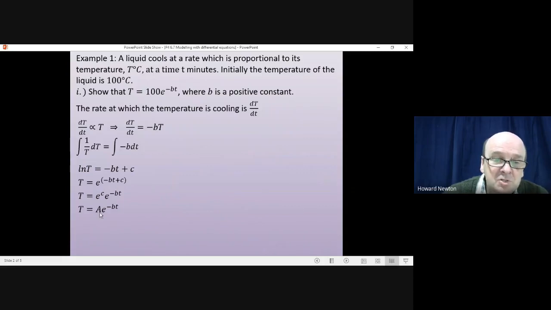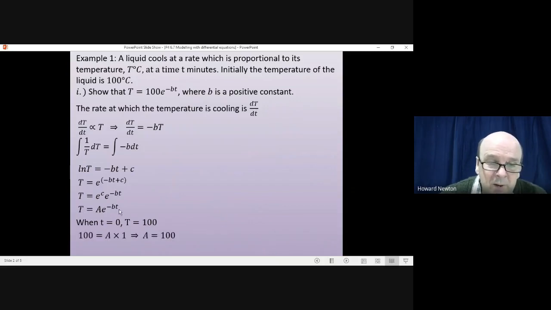All we need to do now is show that A is equal to 100. The way we'll do that is by using the initial conditions given in the question. We are told in the question, initially, the temperature of the liquid is 100 degrees centigrade. Initially means when the time is equal to 0. So that's saying that when t is equal to 0, when the time is 0 minutes, the temperature will equal 100 degrees centigrade. We just have to substitute both of those values into this equation. That'll give us 100 equals A times by 1, e to the power of 0 is 1, which means that A is equal to 100.